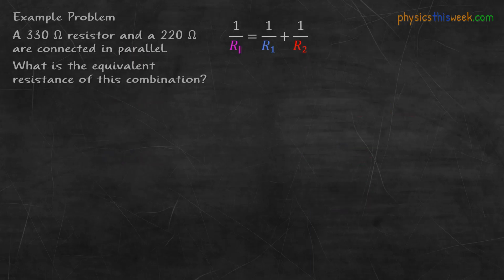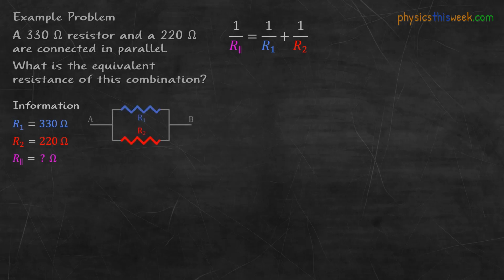Suppose that a 330 ohm resistor and a 220 ohm resistor are connected in parallel. We want to know what the equivalent resistance of the combination is. I'm going to treat these two numbers as having three significant digits. We could show this with lines over the zeros, but that can be tricky to implement in PowerPoint. From the problem, we can set R1 as 330 ohms and R2 as 220 ohms. We need to find the equivalent resistance R parallel. I like to draw a quick sketch of the circuit as well.